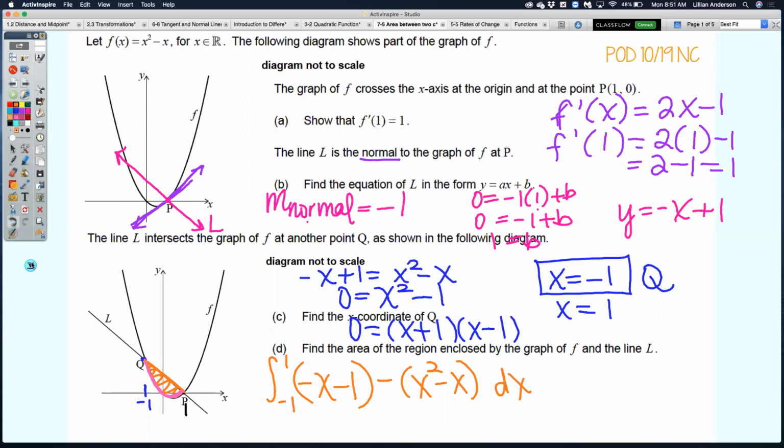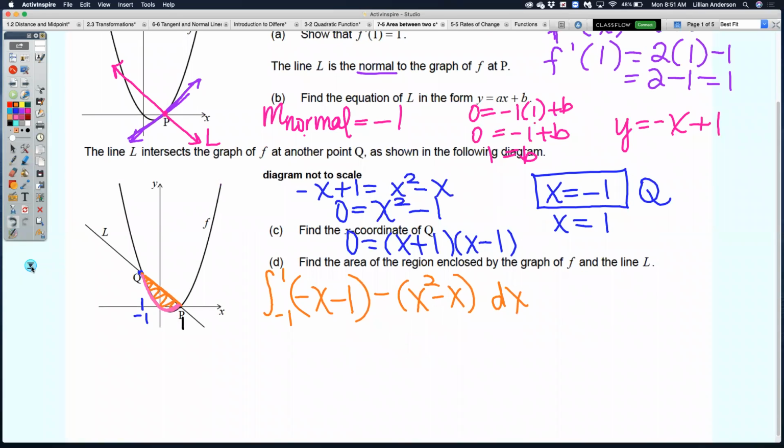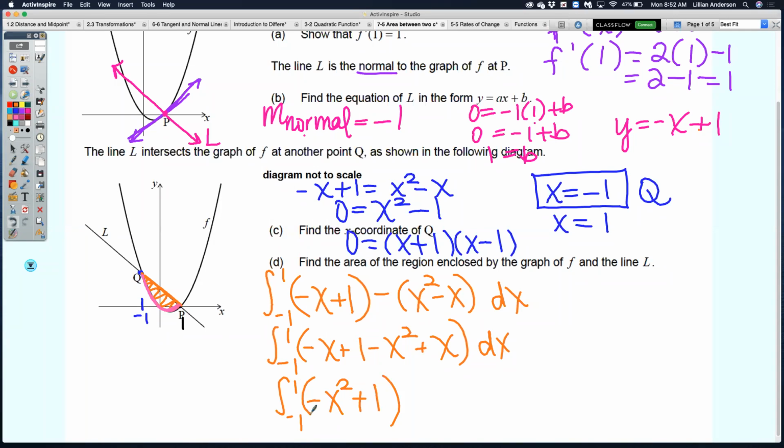So of course, from here, I am going to need to simplify some, okay? I need to make sure I distribute over that negative. That's why I put it in parentheses. Oh, sorry, it should have been a plus. Thank you for that correction, because my normal was a plus 1. So it's negative x plus 1. Distribute over that negative. Combine my like terms. So I have negative x squared plus 1 dx.